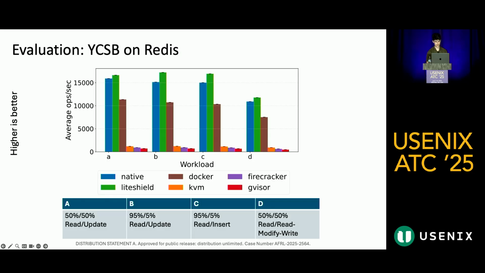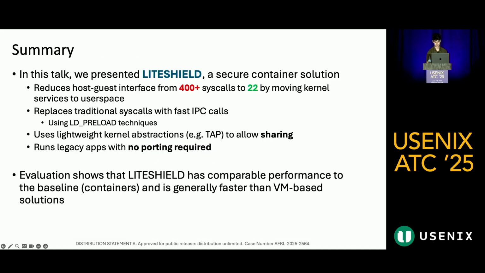Finally, we ran the Yahoo Cloud Serving Benchmark, YCSB, on top of a Redis database running on our solution. The added disk, network, and system call overhead for the virtual machine solutions contributes to their lack of performance. For Docker's case, the lack of performance is likely due to its complicated network stack.